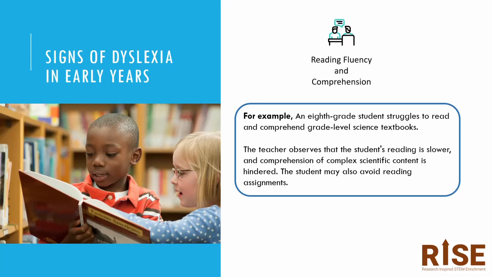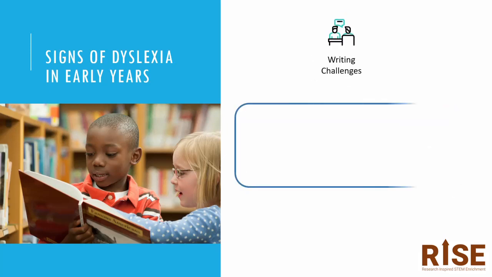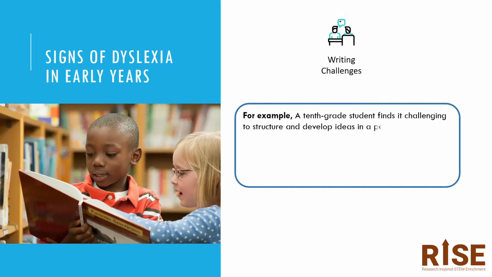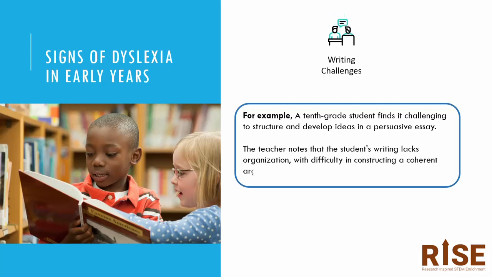Writing challenges. Struggles may persist, impacting essay composition and longer written assignments. The child may face challenges in organizing and articulating complex ideas on paper. For example, a 10th grade student finds it challenging to structure and develop ideas in a persuasive essay. The teacher notes that the student's writing lacks organization, with difficulty in constructing a coherent argument and using appropriate sentence structures.